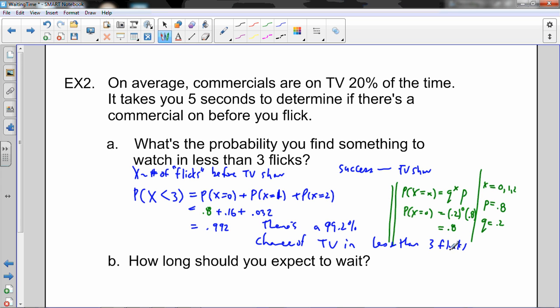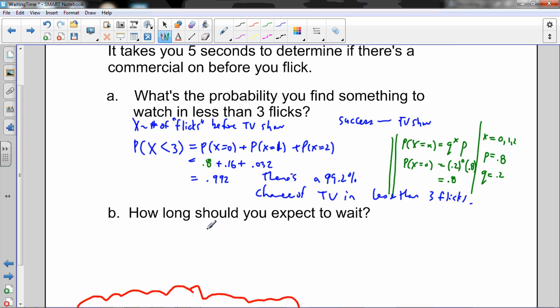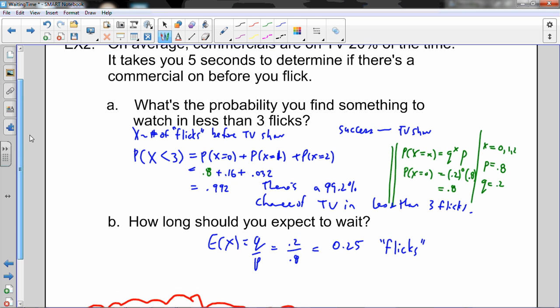Well, how long should you expect to wait? This is an important question, right? How long am I going to have to wait before I get to watch TV? Well, we know the little formula, and we know the probability of success, probability of failure, 0.2 over 0.8, and that is 0.25. Now, what's the units there? Is that seconds or minutes, or what's that? Well, we go back to the random variable that we defined. It's the number of failures. It's the number of flicks. 0.25 flicks.